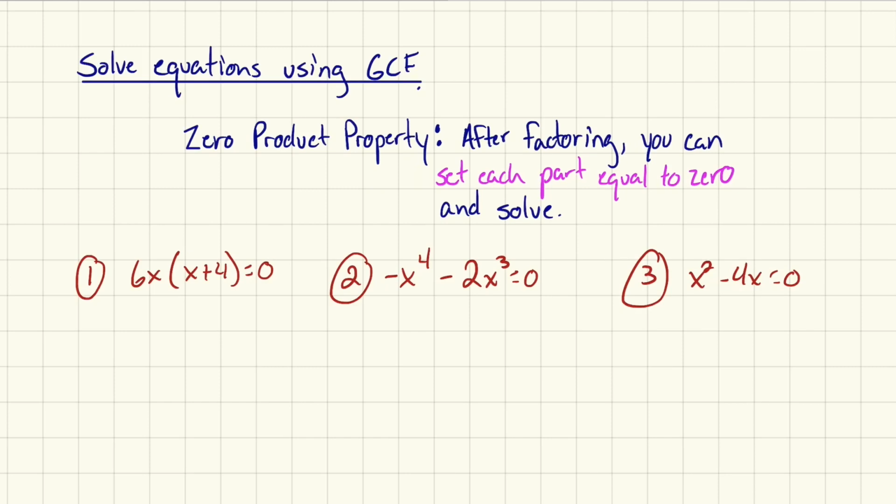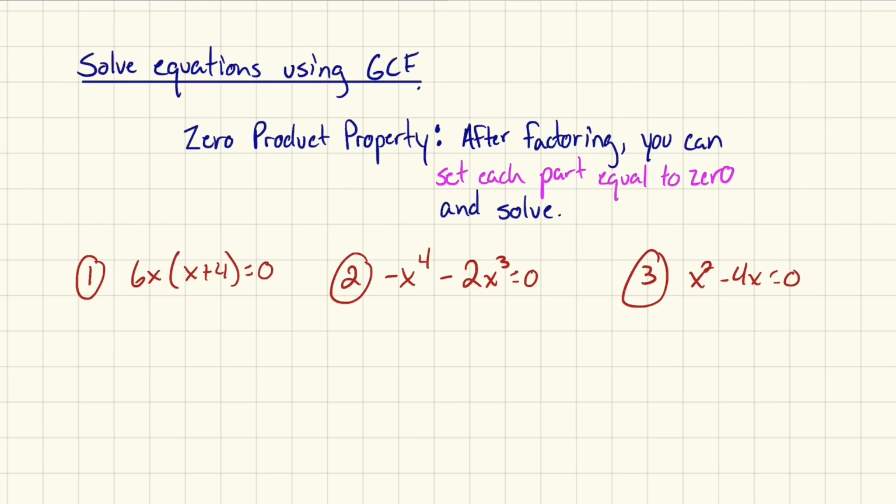But there's a special property called the zero product property. And what that property says is that after we factor, we can take each of our parts and set each part equal to 0. So as we've seen in this lesson, we've had a greatest common factor part and we've had a leftover part in parentheses. We can take each of those parts, set them equal to 0, and solve. That's going to give us multiple answers, which is totally acceptable. So let's take a look at our examples here.